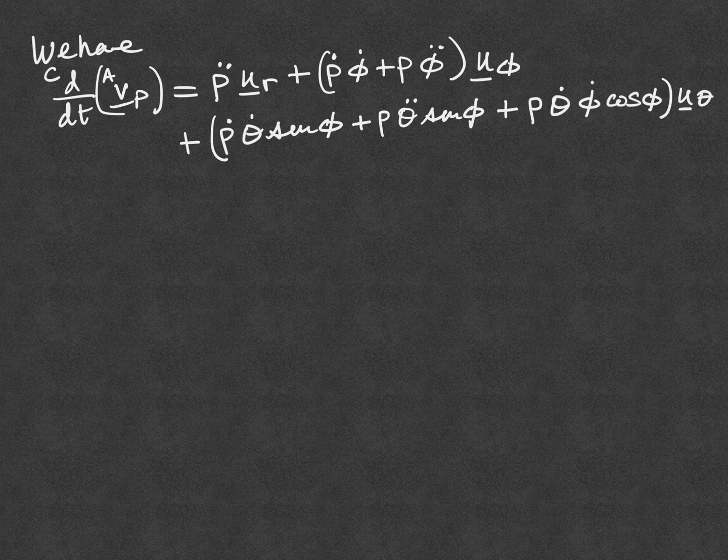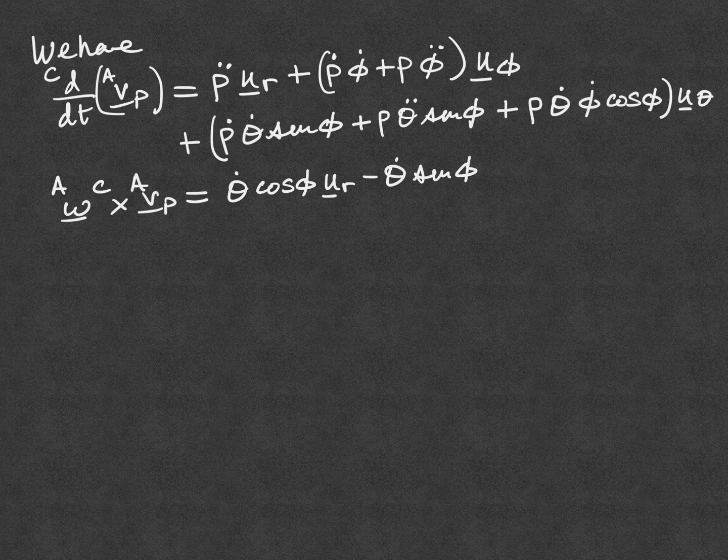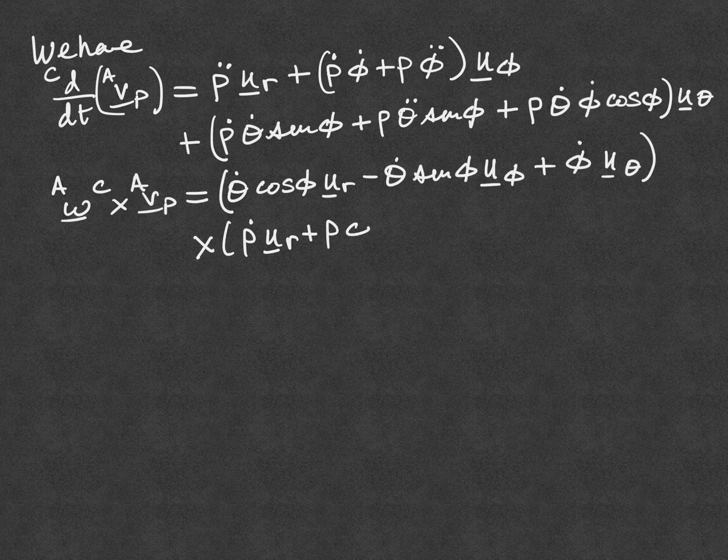So that's that part. And then we're going to rewrite omega CA crossed with the velocity of P in A, and that's equal to theta dot cosine of phi UR minus theta dot sine of phi U phi plus phi dot times U theta crossed with rho dot UR plus rho phi dot U phi plus rho theta dot sine of phi U sub theta.